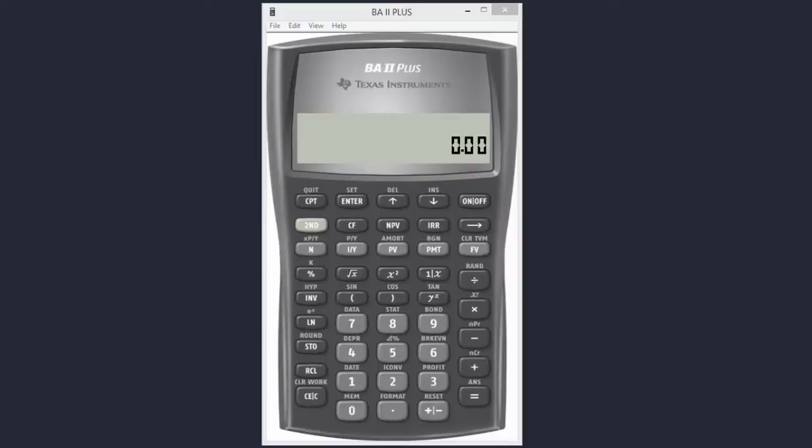In fact, I would encourage you to do this to a brand new TI BA2+ to get it set up and ready to do the kind of intensive finance work that we are going to do.